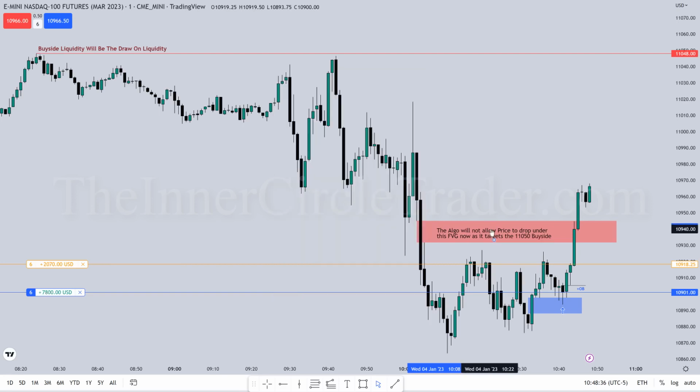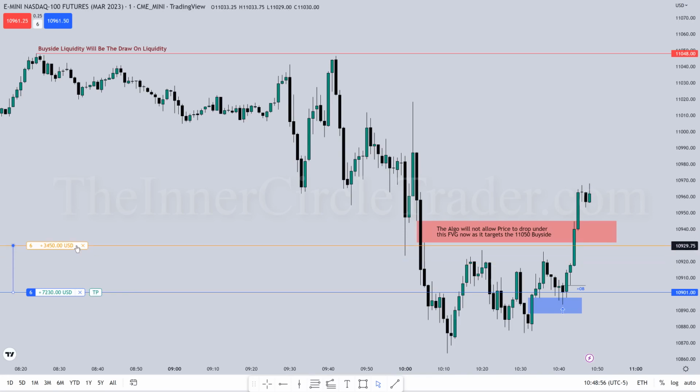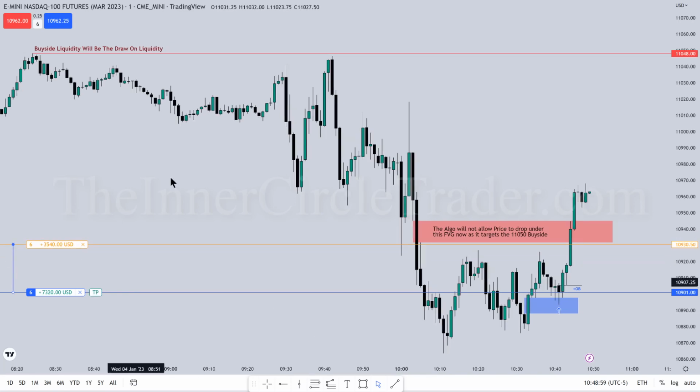So I'm basically stating that the algorithm is not going to reprice below that, and it's going to be attacking the liquidity at 11,050 buy side. That's basically above the buy side liquidity pool that's being highlighted in the upper left-hand corner. So I'm moving the stop up. I can trust that the stop will not be hit because the pink area is a protected area. The algorithm does not need to go back down there.